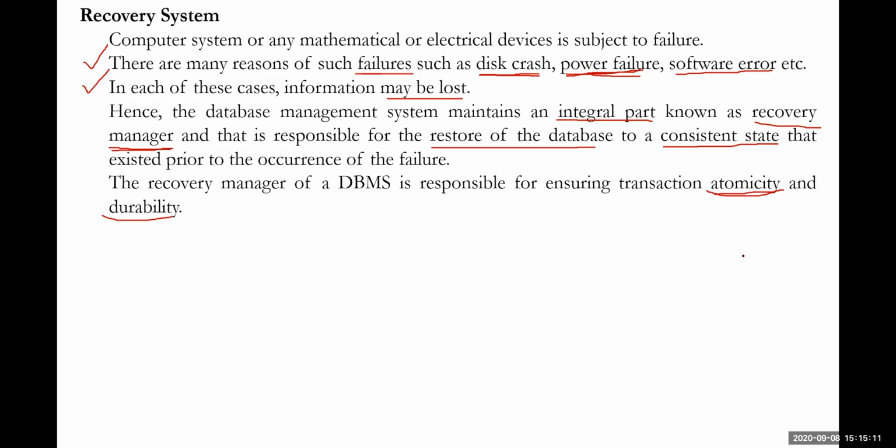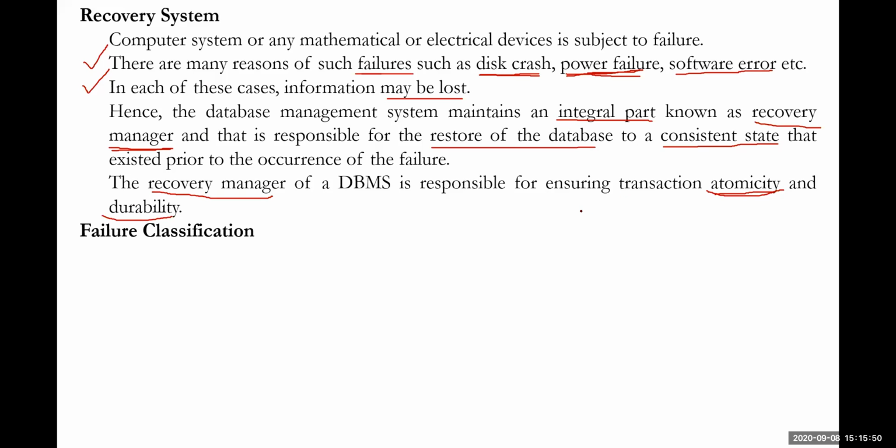And durability means the transaction must execute until the commit point is reached. All commit points must be evaluated by that particular transaction. So these two are very important while transactions are being executed, and the recovery manager also looks for these two operations in transactions. These two operations are very important while performing recovery using the recovery manager.